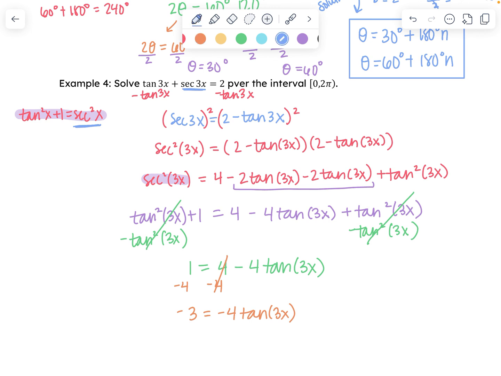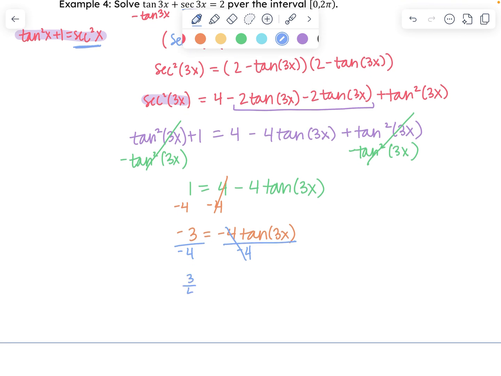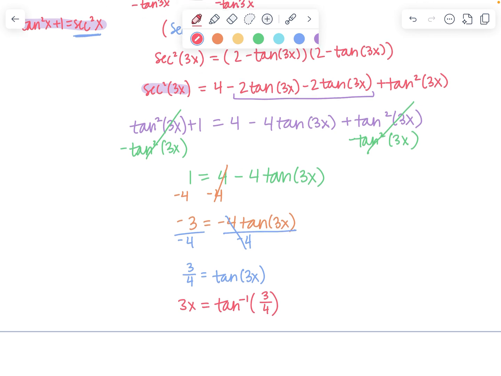Okay. Then from there, I can divide by negative 4. So I'm going to get 3/4, now positive, is equal to tangent of 3x. And I'm going to do my inverse. So 3x is equal to the inverse tangent of 3/4. Okay. Also from here, I can kind of tell that that 3/4 is not going to be on my unit circle, so this is going to be a calculator question.